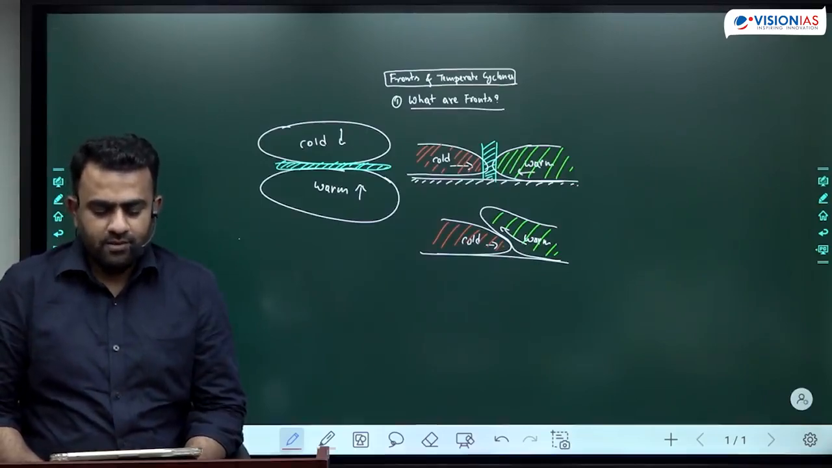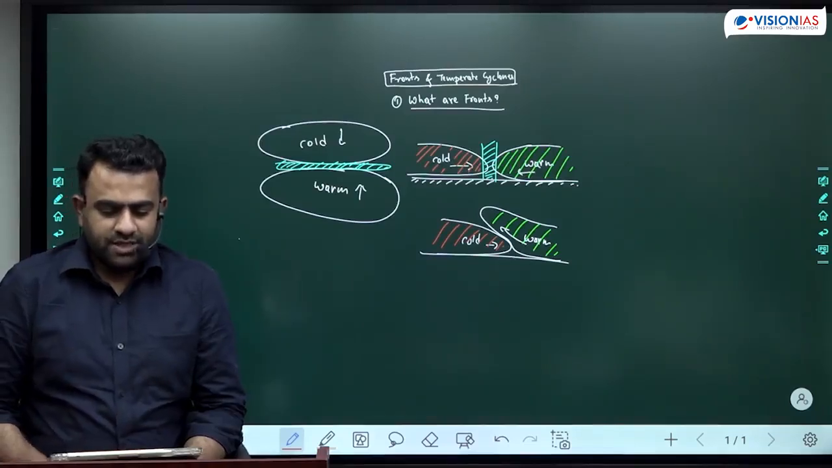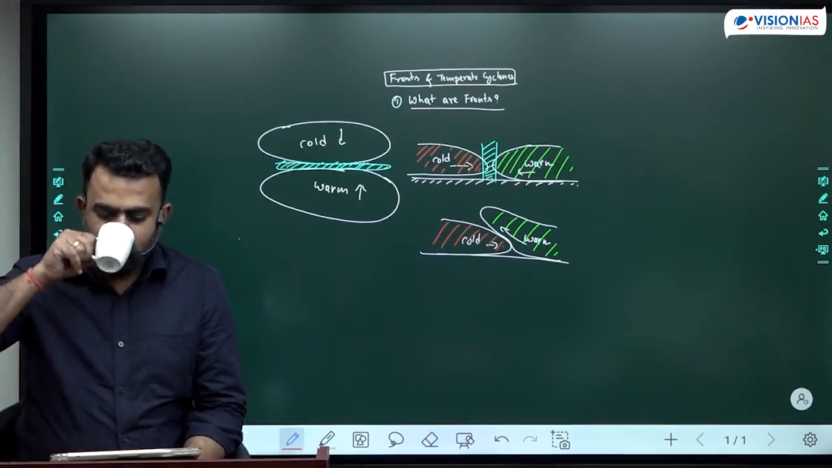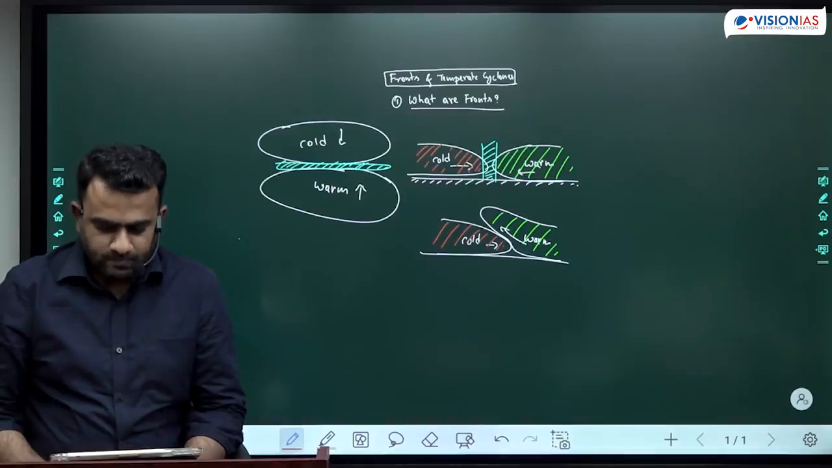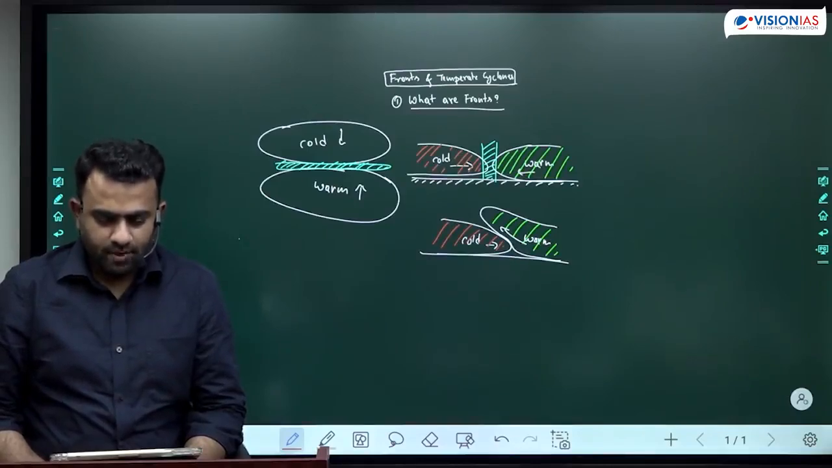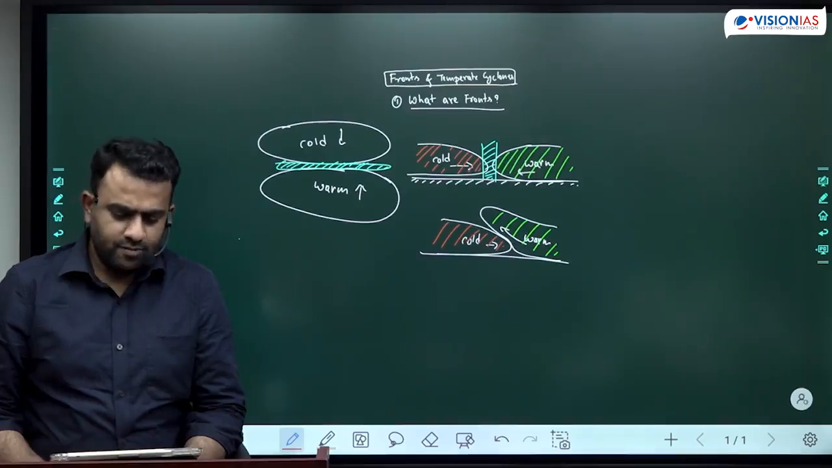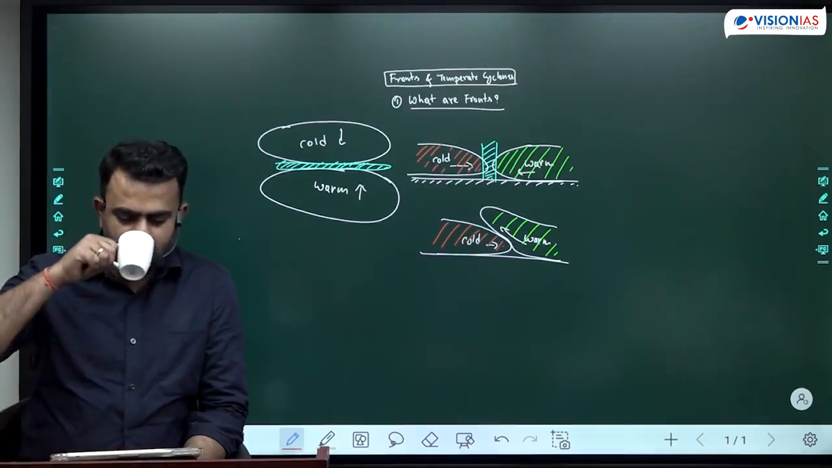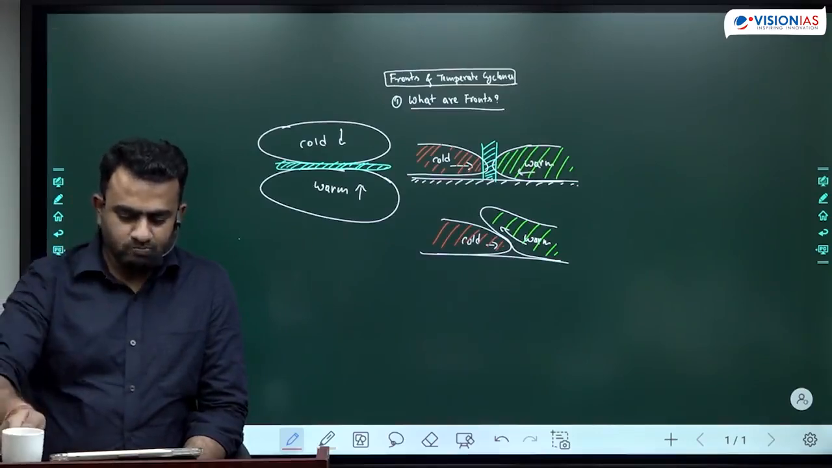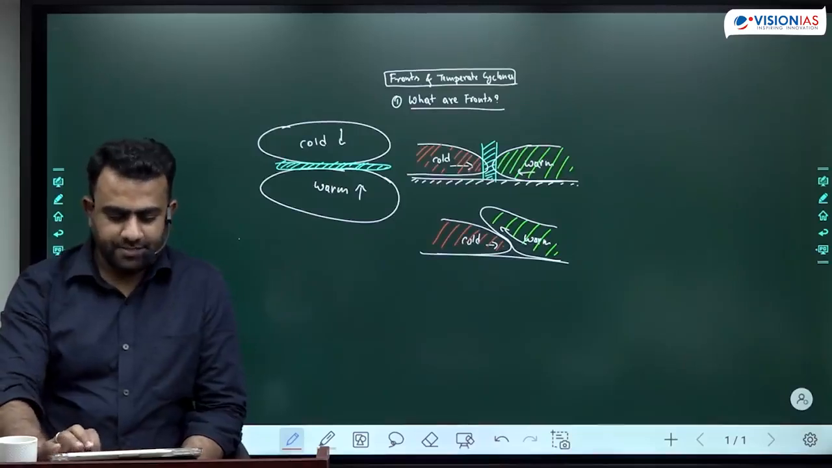Next point. Frontogenesis results in changes in temperature, pressure, wind speed, cloud formation, rainfall, etc.